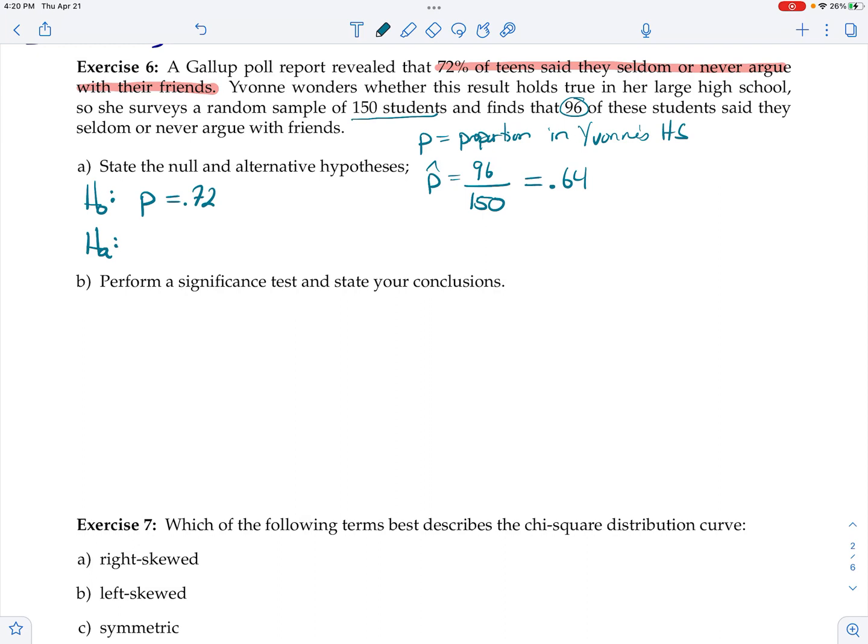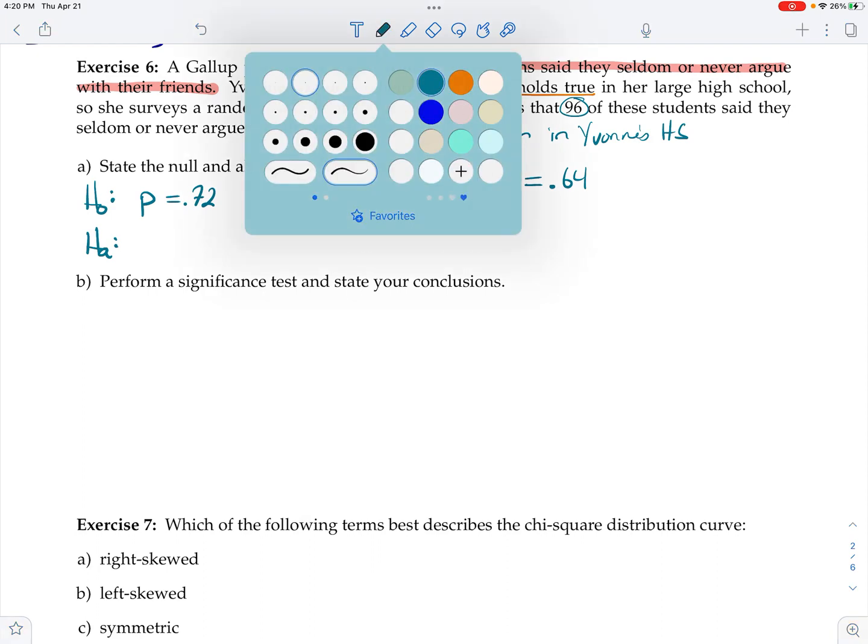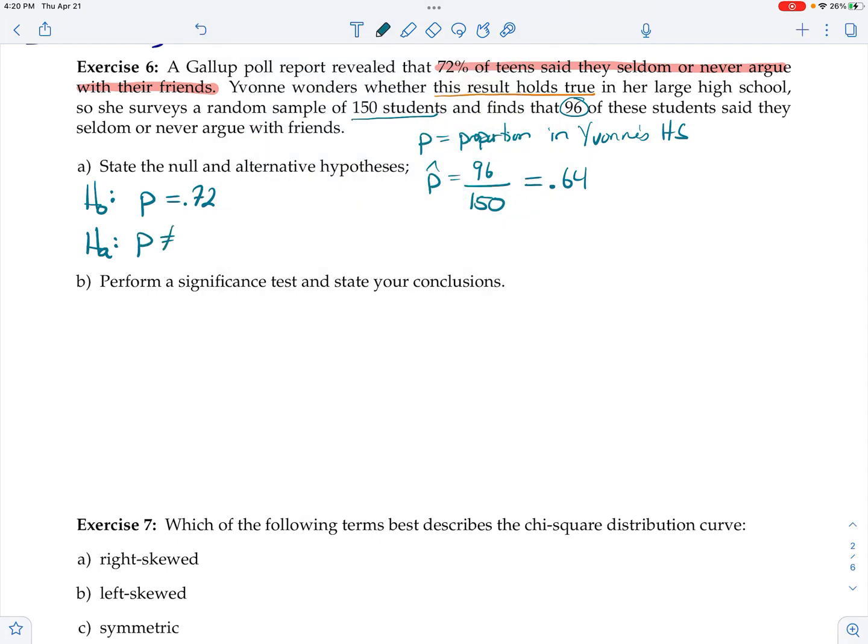If you look at this problem, it doesn't actually say the word there is a difference, but nor does it say she thinks that more students argue, or that fewer students argue. She simply asks if this result holds true in her large high school. And so it's either true, it's the same, or it's not true, it's different. And so this actually is a two-sided test. So the alternative hypothesis is P is simply not equal to 0.72.